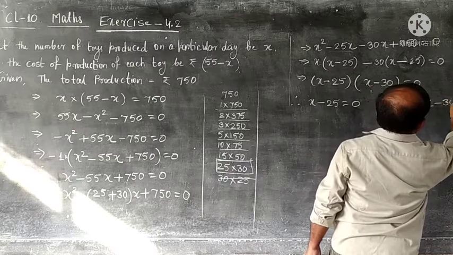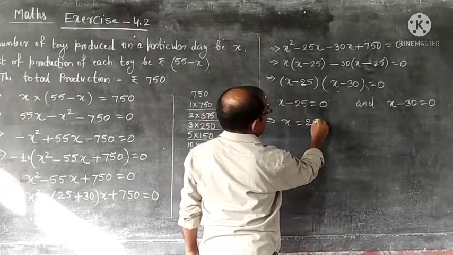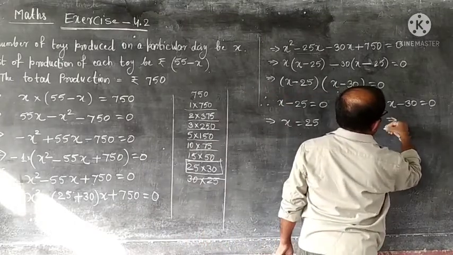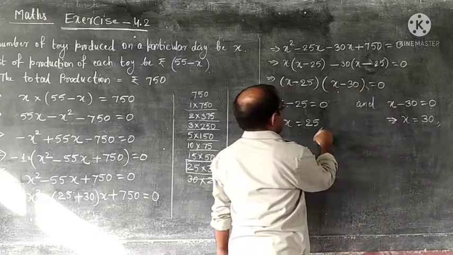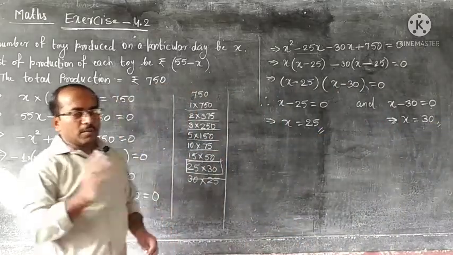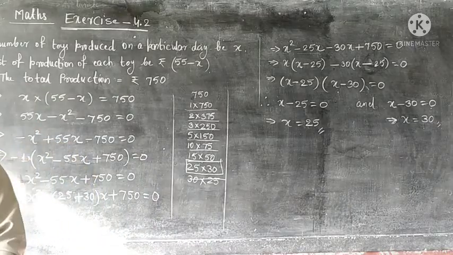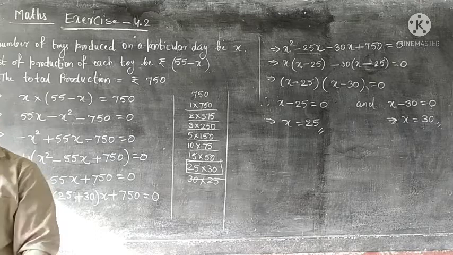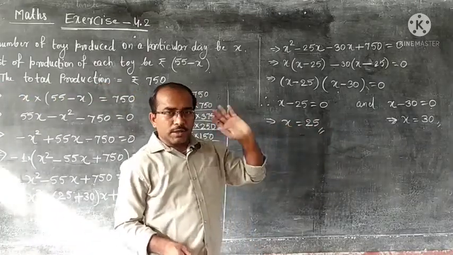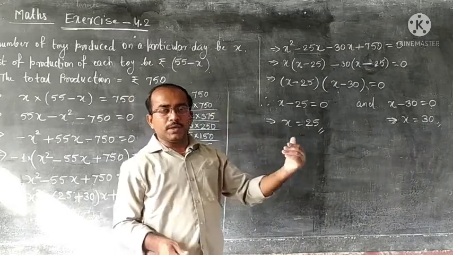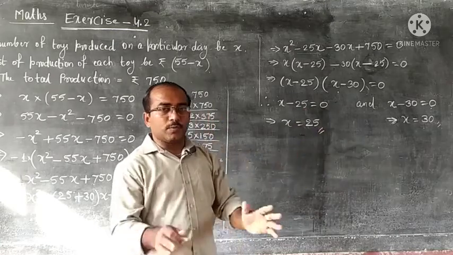x minus 30 is equal to 0. So what do we find? x is equal to 0 plus 25, and here we find x is equal to 0 plus 30. So both possibilities are here. Number of toys may be either 30 or 25. Sometimes if we get negative values, then we could avoid that value because the number of anything will not be negative. But here we have found 25 and 30, both are positive values.